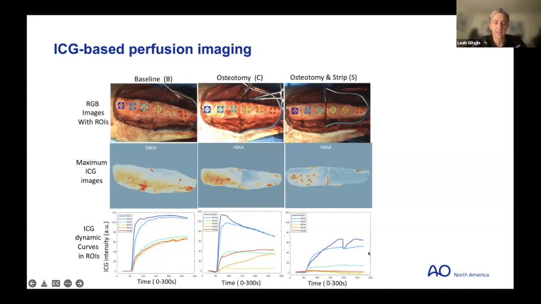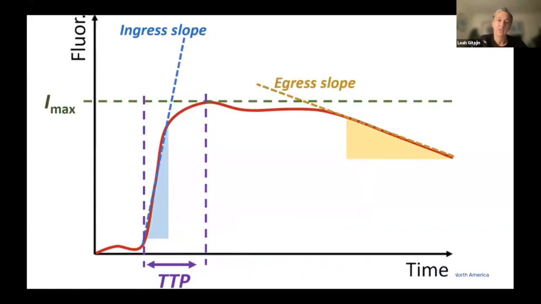I have these kinetic curves down here to suggest that it's not only the maximum intensity that changes, it's actually the shape of the curve. That reflects the inflow and outflow parameters of the bone. We know from flaps that venous outflow is really the problem when flaps go down, so we can measure things like venous outflow from bone, which may be a problem here as well. These are the variables we're able to measure. I talked about the maximum intensity. The ingress slope is here. This is related to the inflow or the arterial flow, and the egress slope is related to the venous outflow.